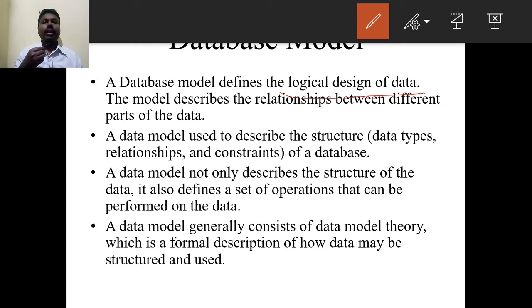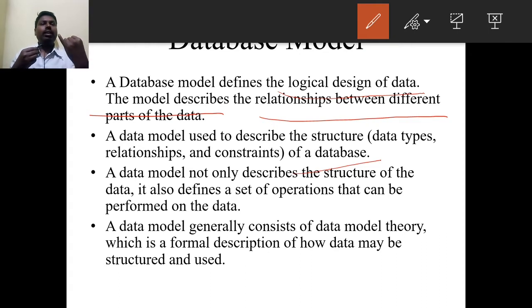So, what is a database model? It defines the logical design of data. The model describes the relationship between different parts of data, and it also describes the structure of the database. So it describes two things: the relationship between different parts of data, and the structure of the database.